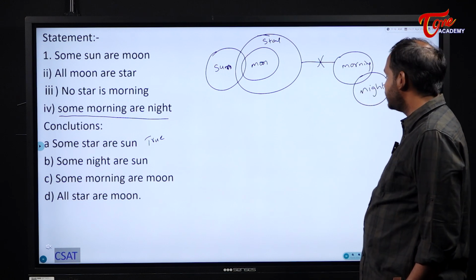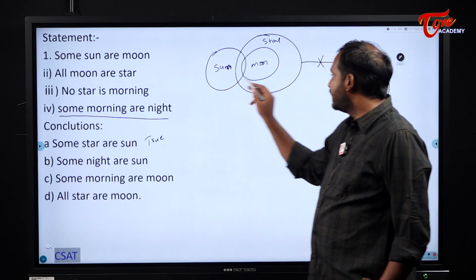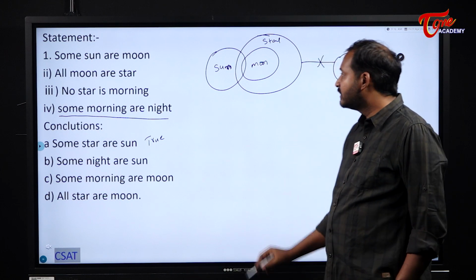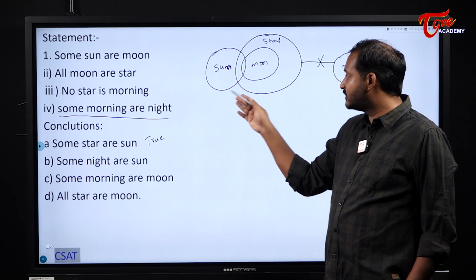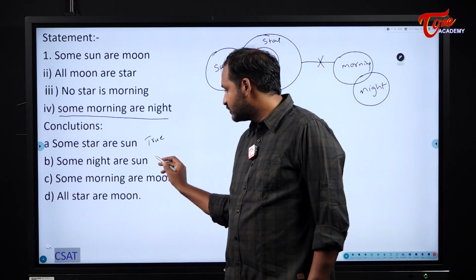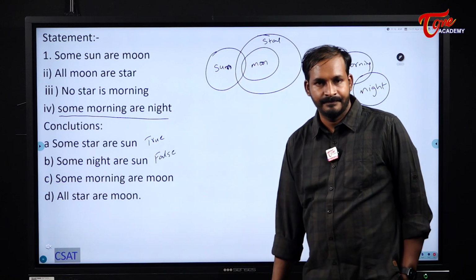One more statement is there. So some morning are night. Now see here, some night are sun. Is there any relation between sun and night here in this case, students? No, right? Sun and night are two different elements and there is no relation between sun and night. And this is a positive conclusion only. So simply we will write it as false. Why? Because we will check only it in the basic diagram.